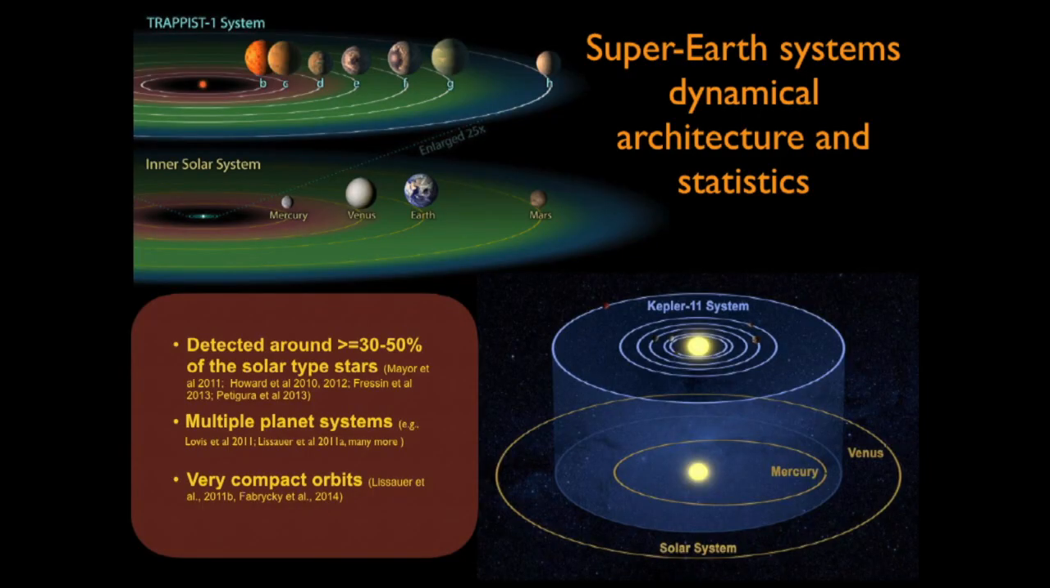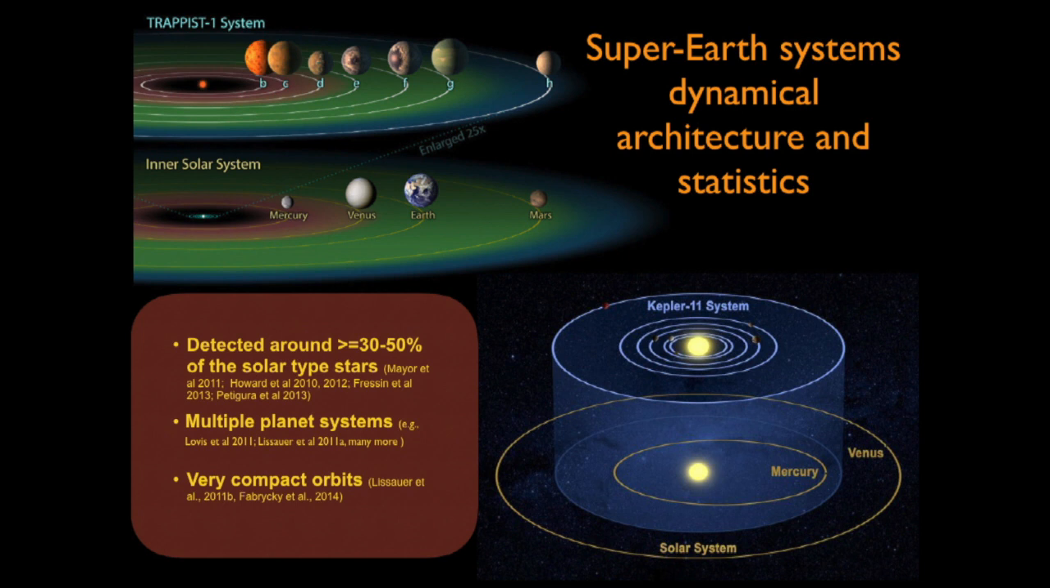So let's first look at what super Earths are like. What kind of information do we have about the super Earths? Super Earth systems typically come in multiple planet systems. You have more than 1 planet per system, and they are extremely compact. Their orbits are extremely compact. They are really close to the star.